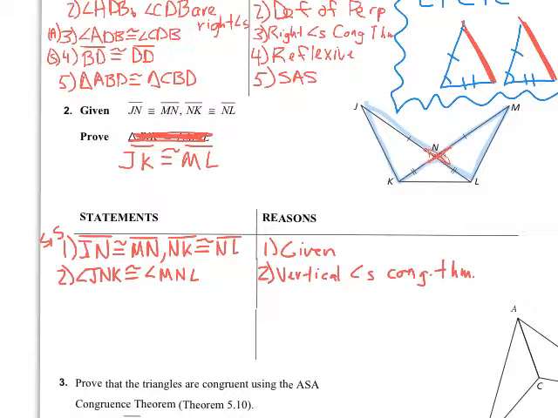Now that we have side, angle, side, we can do triangles, right? So let's do the triangles. So third, I'm going to say the triangles are congruent. So that would be triangle JNK is congruent to triangle MNL. And how did we know that the triangles were congruent? What was it? Side, angle, side. Yep, side, angle, side.